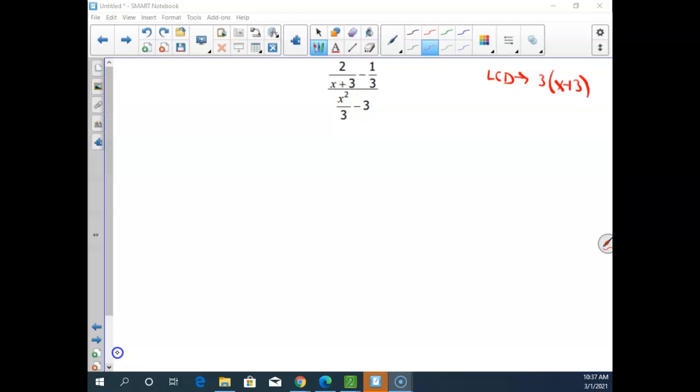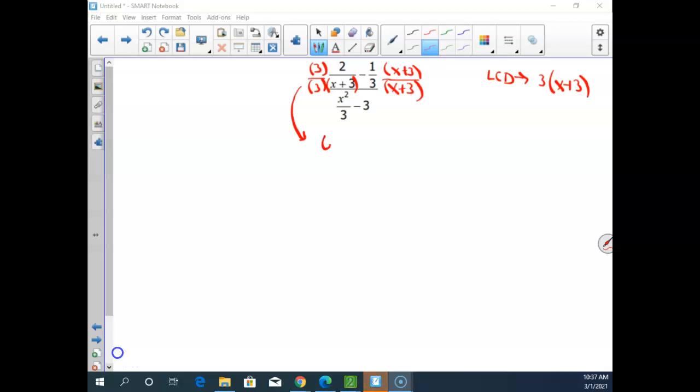So to get them to both have the same denominator, I'm going to multiply this first term by 3, everything by 3. And then my second term needs to be multiplied by x plus 3. Okay, let's put that as a fraction, which is what it is. Okay, so I'm going to go ahead and rewrite this down below to try to keep it neat. We've got a lot going on.